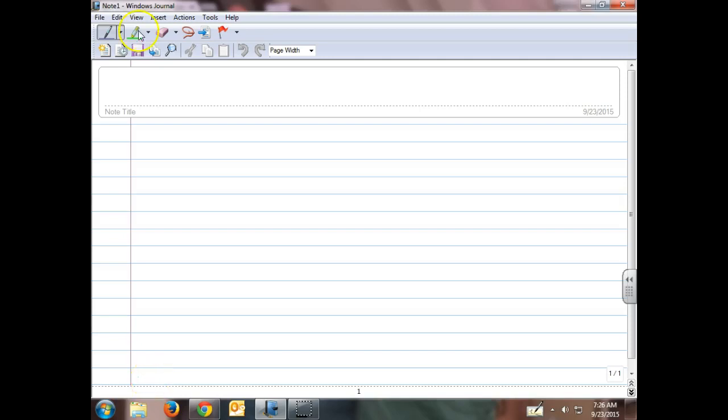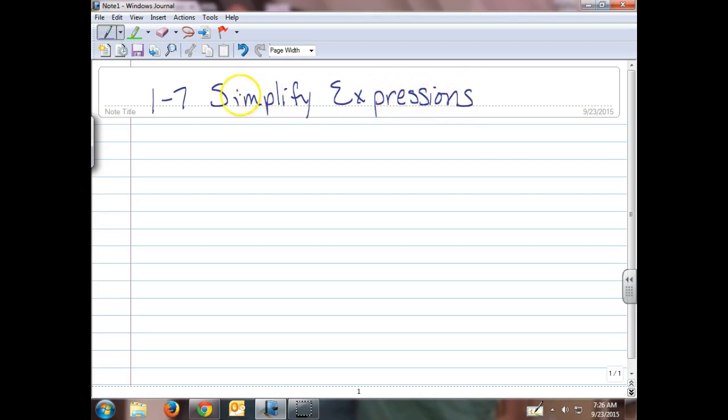Alright guys, so section 1.7 is on simplifying expressions. This is one word that I wish I could put into your head instead of solve. Many of you will change and use the word solve when you mean simplify.